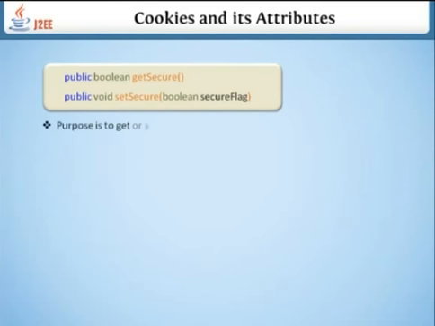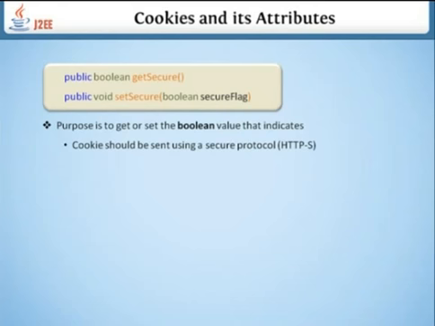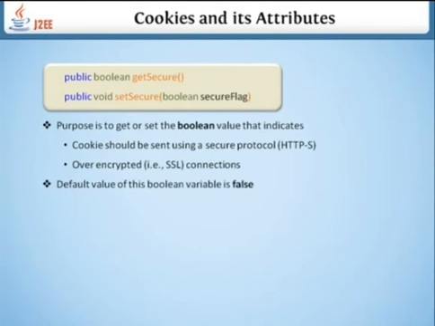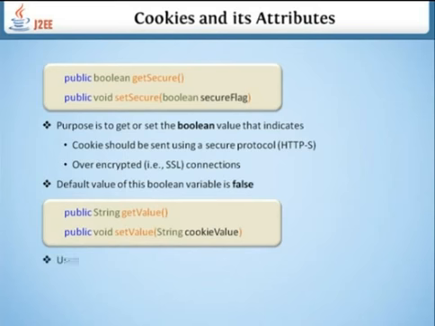getSecure and setSecure: the purpose is to get or set the boolean value that indicates whether the cookie should be sent using a secure protocol, HTTPS, or an encrypted connection. The default value of the boolean variable is false. I already set the value of the cookie in the constructor, so we use setValue rarely. getValue is used to retrieve the value of the cookie.